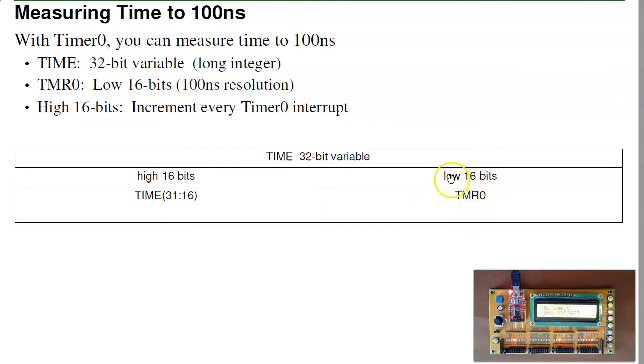Think of it like a clock. This is the second hand, this is the minute hand. Every time the second hand goes around, the minute hand goes up by 1. So if I have a race that takes 4 minutes 35 seconds, I can see the low part, 35 seconds here, plus 4 wraparounds, gives you 4 minutes 35 seconds. Same thing with timer 0. I'll have the low 16 bits right here in timer 0. Every time I wrap around, I'll update the high 16 bits. Together that gives me a 32-bit time.